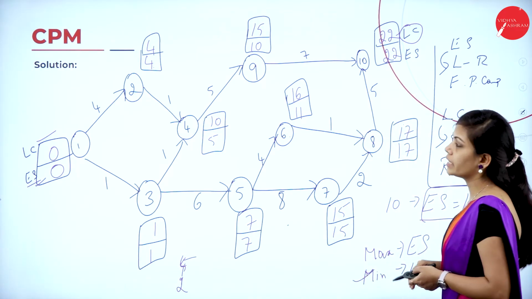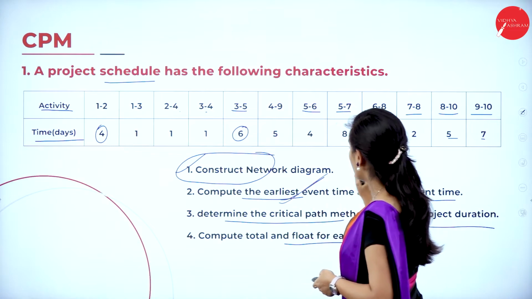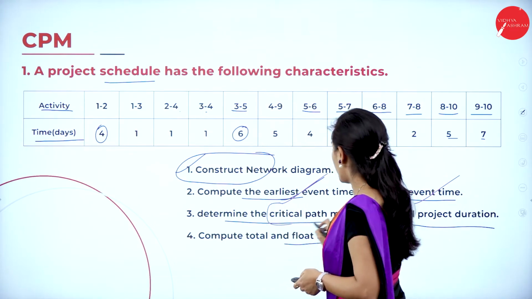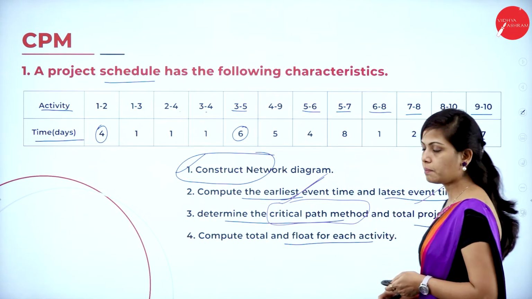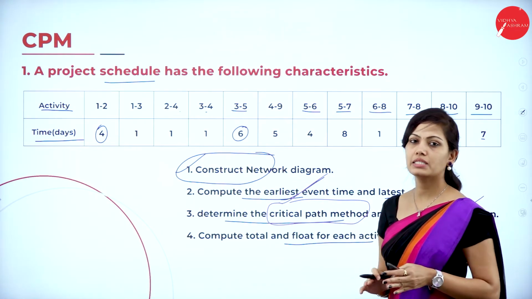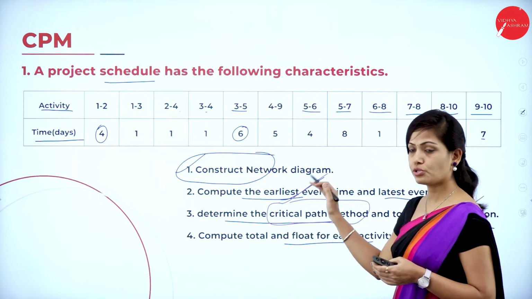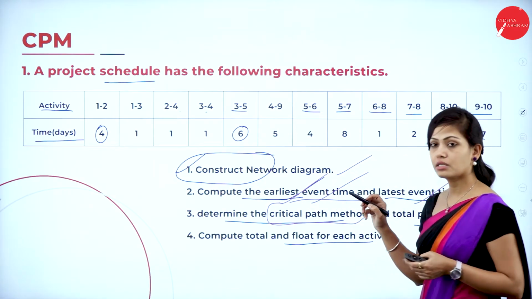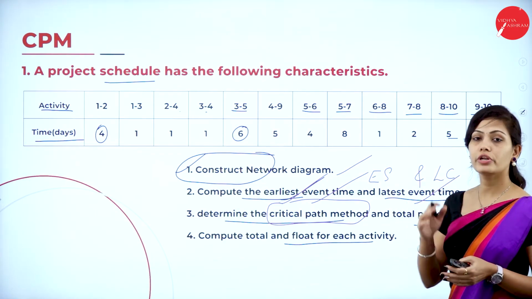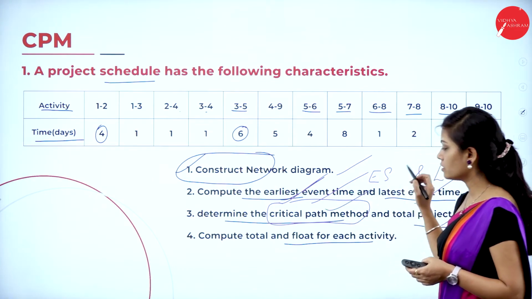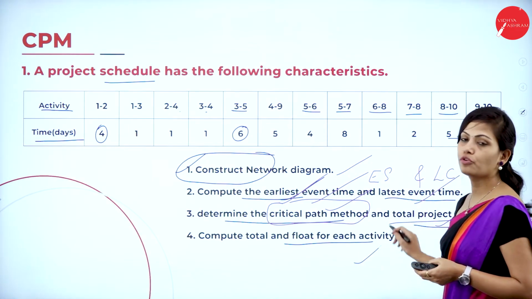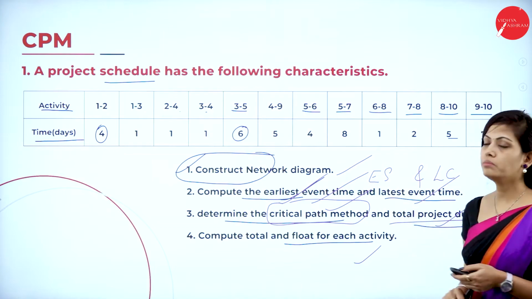So now I have completed the earliest event time and the latest event time also. The next step is to find the CPM, critical path method, and the total project duration. So dear students, CPM is a very easy concept. Please understand the logic. First you have to write the network diagram, the earliest starting time and latest completion time for each and every node. And you have to find the CPM, that is the critical path, and you have to find the time duration and float for each activity. That is your CPM concept.